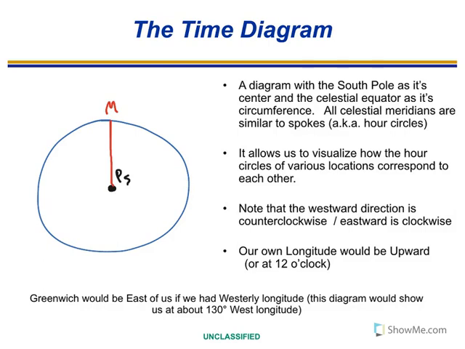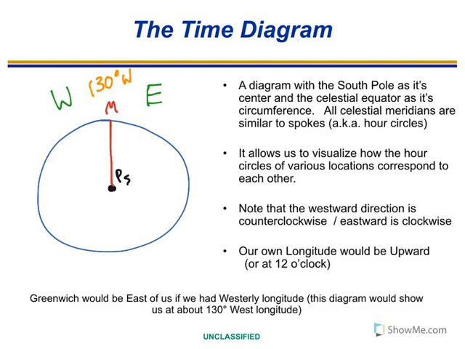And we always put us on the top up here because that makes it easier to orient ourselves as to where Greenwich is. Since we're looking at the South Pole, over here, if we go this way, that's heading east. And then over here, if we go this way, we are heading west. For this example, we say that we're at 130 degrees west longitude, which means that we're 130 degrees west of Greenwich, which means Greenwich is 130 degrees to the east of us.